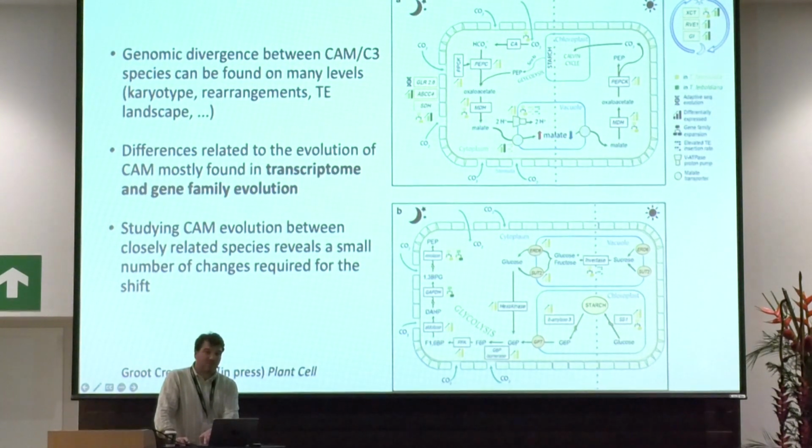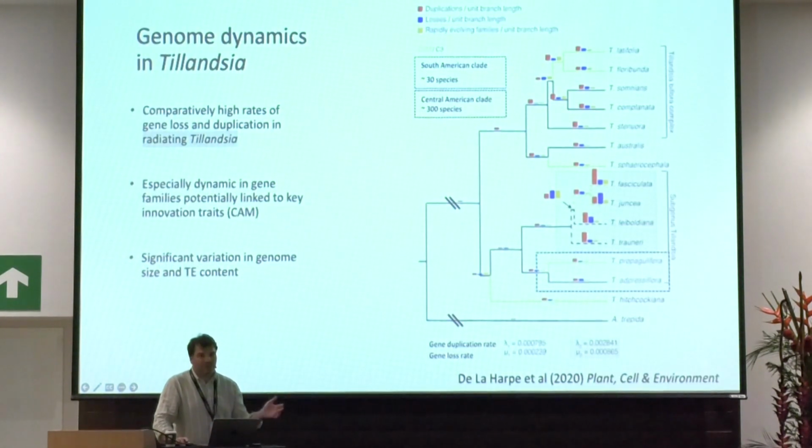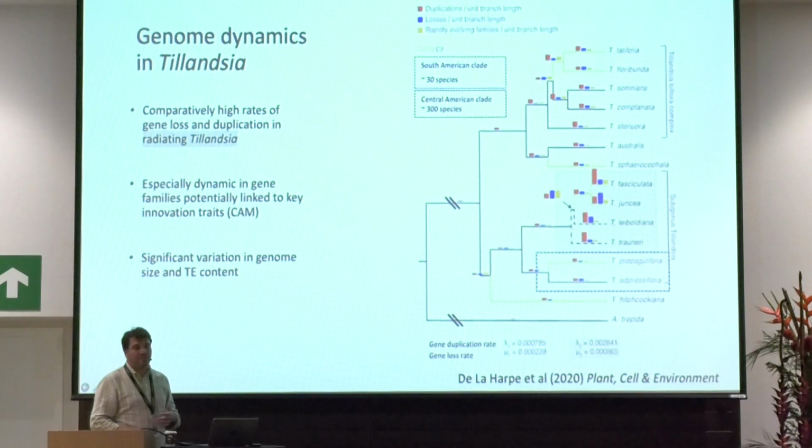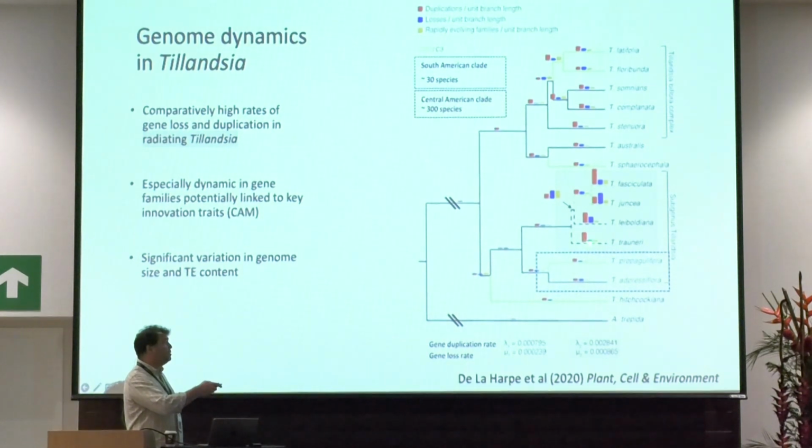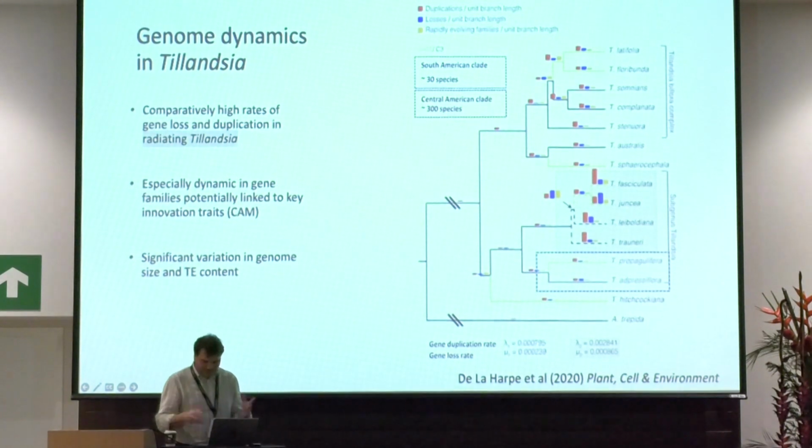Now, this aspect of gene family evolution related to the radiation or the CAM shifts is not a new idea. We had a paper from the group published in 2020 showing that in the radiated part of the subgenus you have a high level of gene family evolution, with insertions, duplications and loss, compared to the non-radiated part of the subgenus. So this is something which was already known.